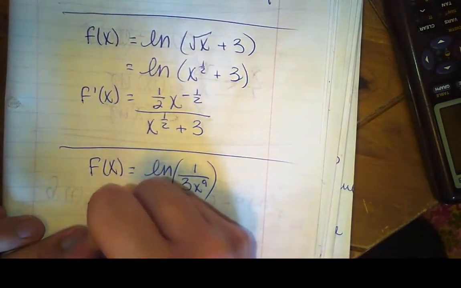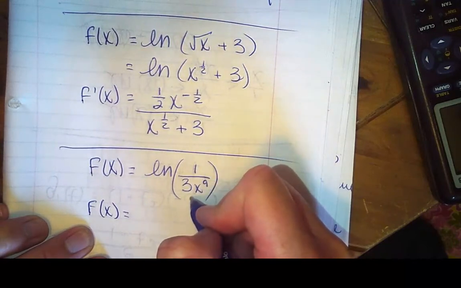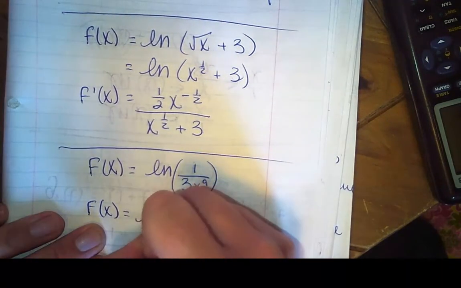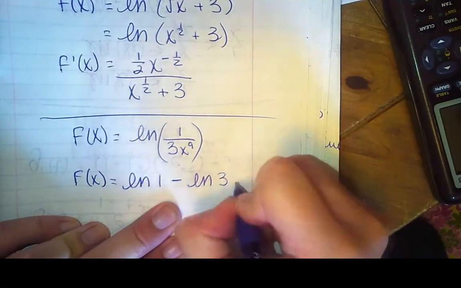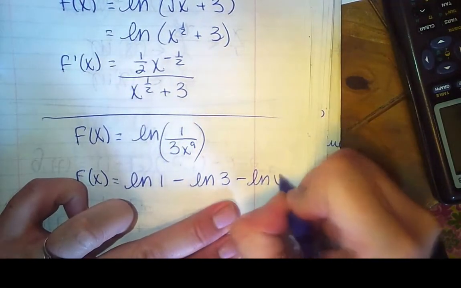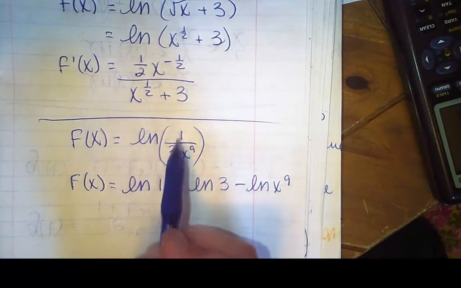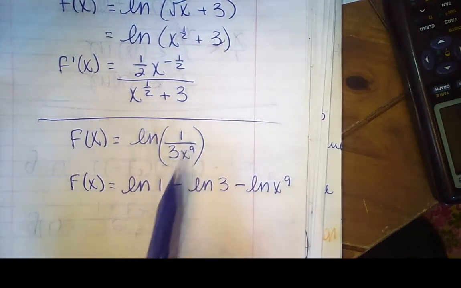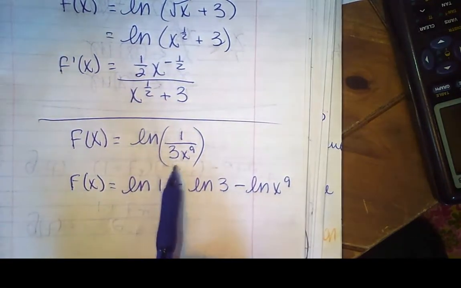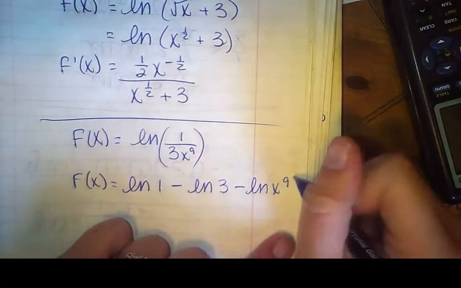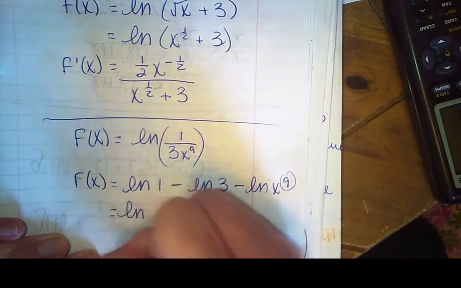So I'm still in algebra world. If I've got division, then I use subtraction. So I've got the natural log of 1 minus the natural log of 3 minus the natural log of x to the 9th. So I've got 3 factors in here, and I gave each factor its own log. And then what can I do with this x to the 9th? I can drop him out front as a multiple.